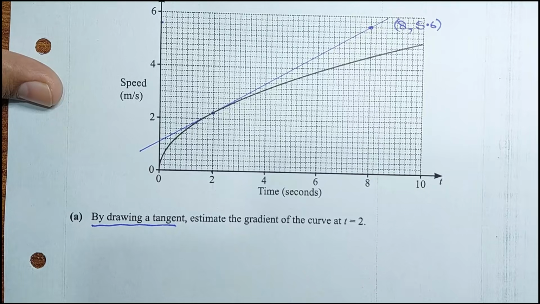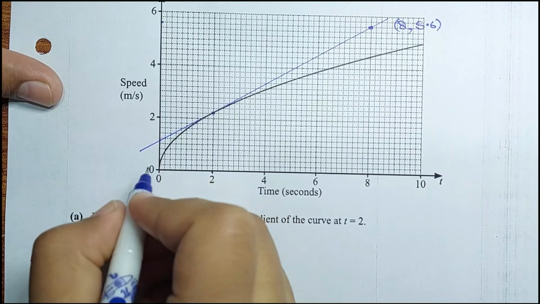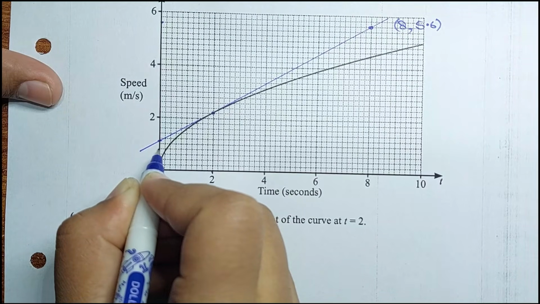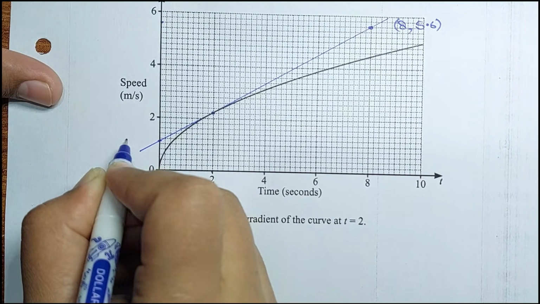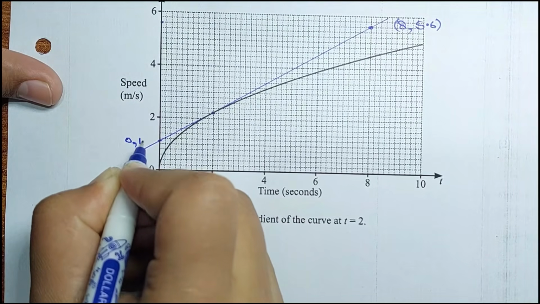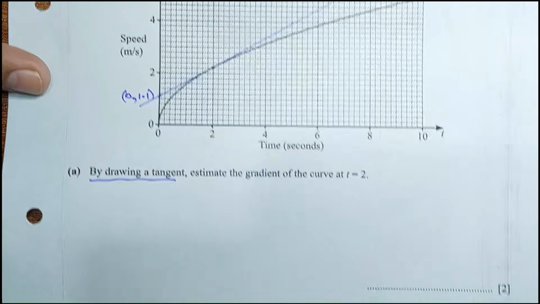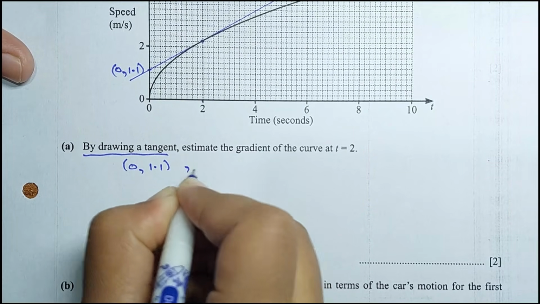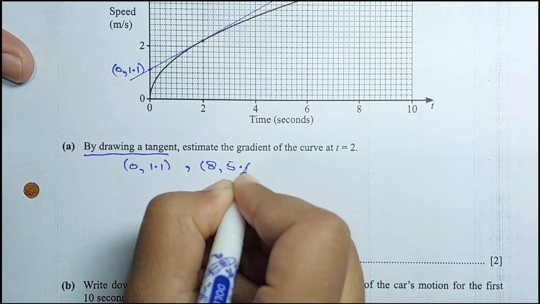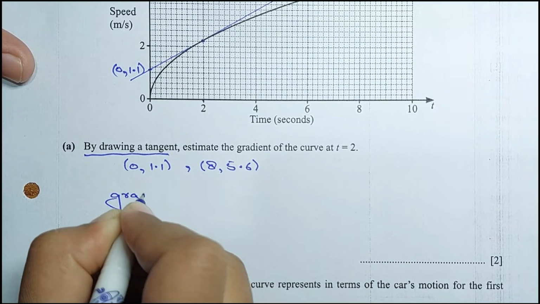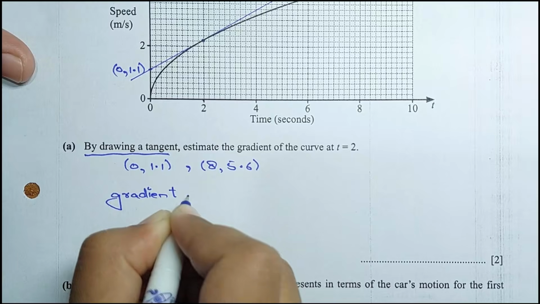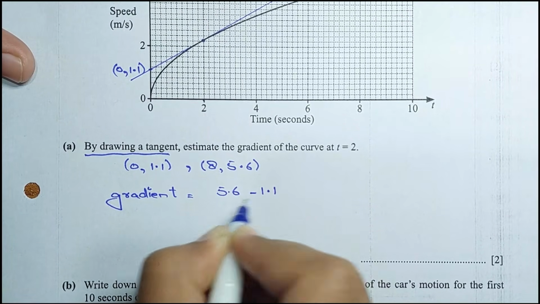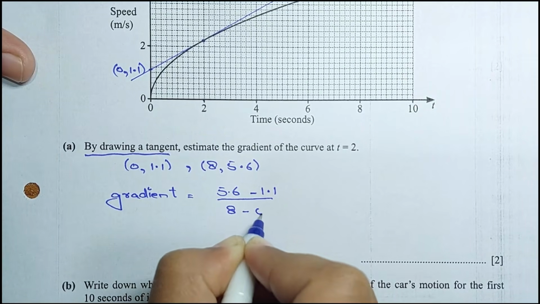Okay, and what else do I have? Let's take this point as well: 0, 0.2, 0.4, 0.6, 0.8, 1, 1.2. This is 1.1. So t is 0 and the speed is 1.1. Let's find the gradient using the two points, 0 and 1.1, and the other point, 8 and 5.6. The gradient is y2 minus y1 over x2 minus x1. This is y2, this is y1.